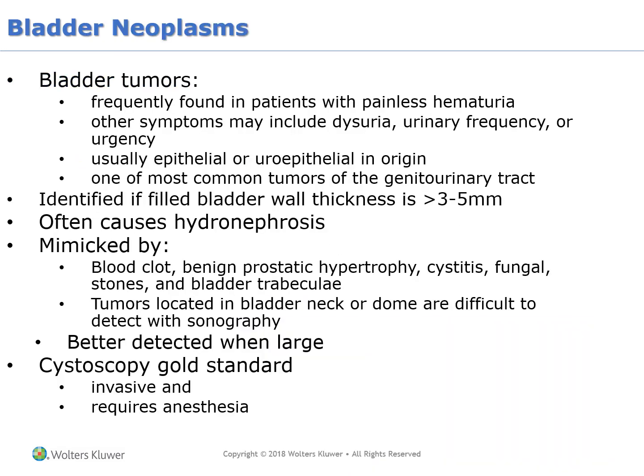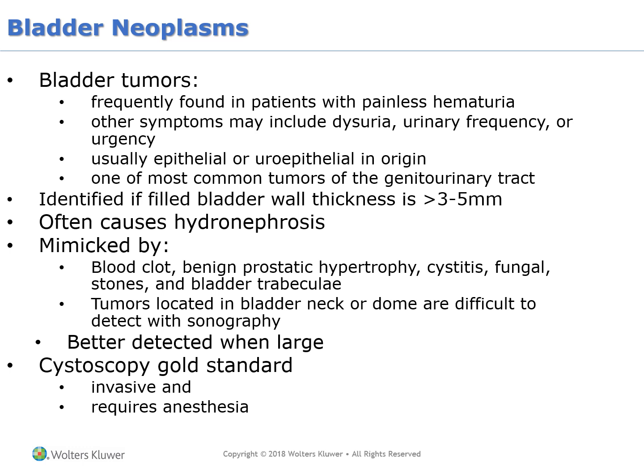Okay, on to bladder neoplasms. Bladder tumors are frequently found in patients with painless hematuria. They will have no idea that they have anything wrong. Sometimes that hematuria could be microscopic, as I mentioned before, or it could be gross, where they actually see it, and I'm not saying gross as in, ew, it's gross, but just gross in that it's large enough we can visualize it. So it can be gross or microscopic hematuria.